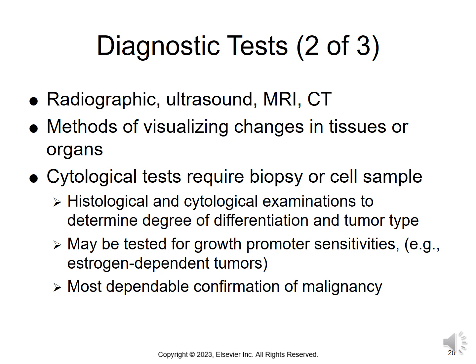We can also use x rays, MRIs, CT scans. These are ways that we look at the way that the tissues are changing. We can also look at organs to see if there's any kind of damage done. Cytological tests use a biopsy or a cell sample, and this may be the most dependable confirmation of malignancy that we have. The histological and the cytological exams help determine the degree of differentiation and the tumor type. We also may test for growth promoter sensitivities, such as estrogen dependent tumors.